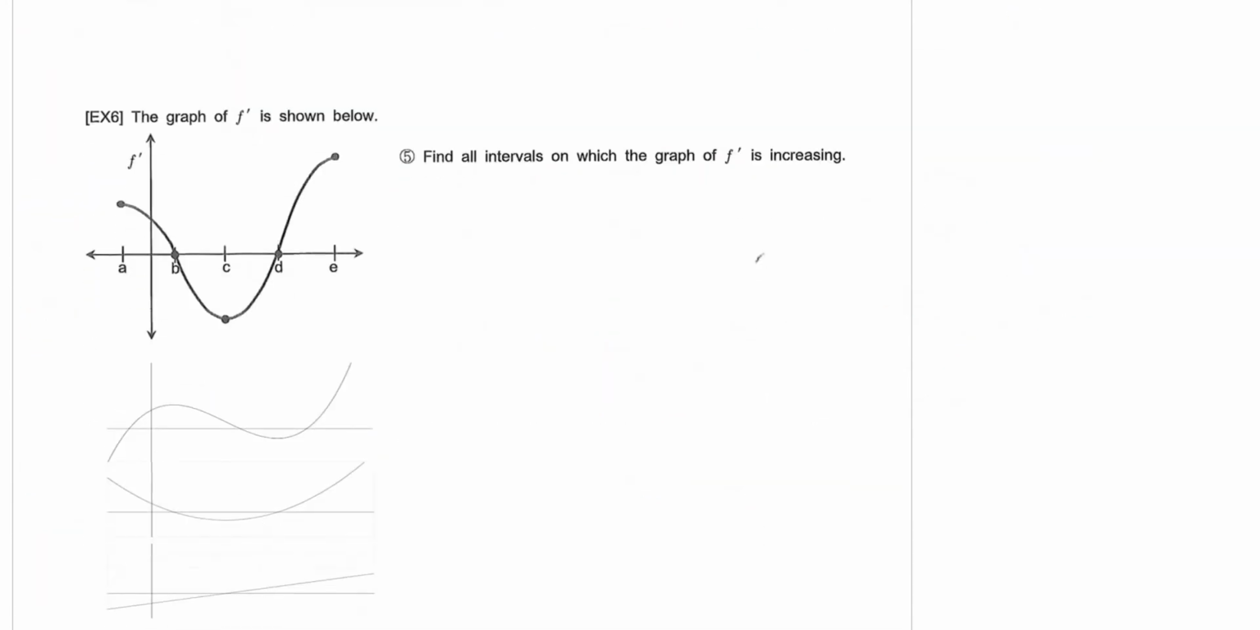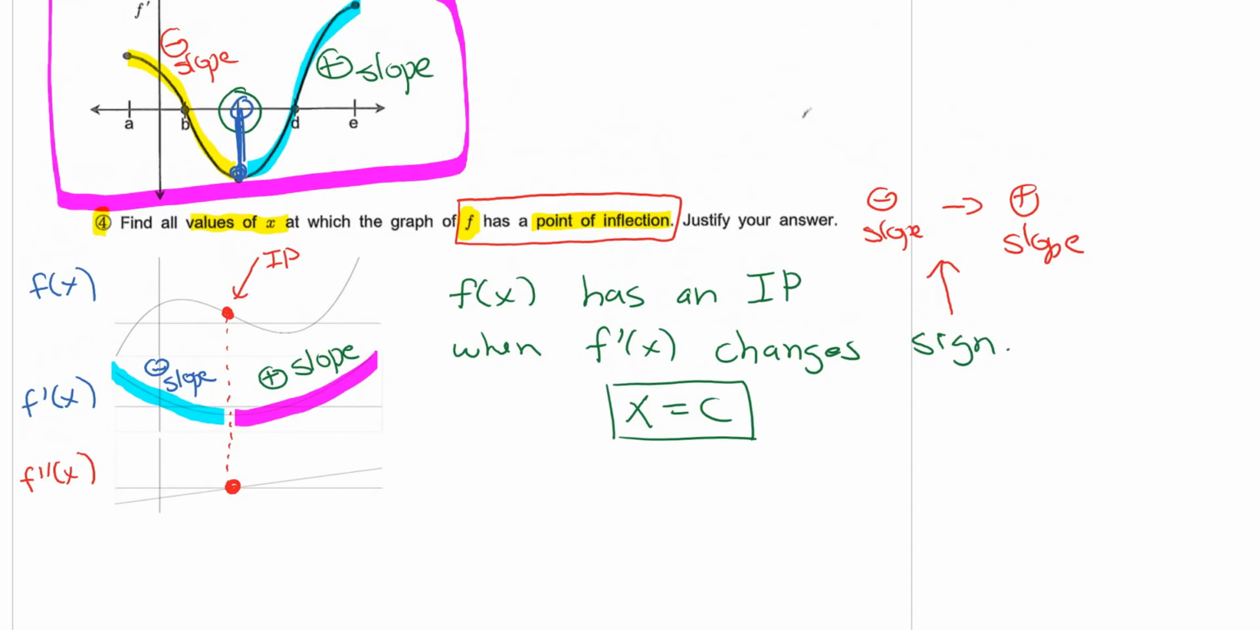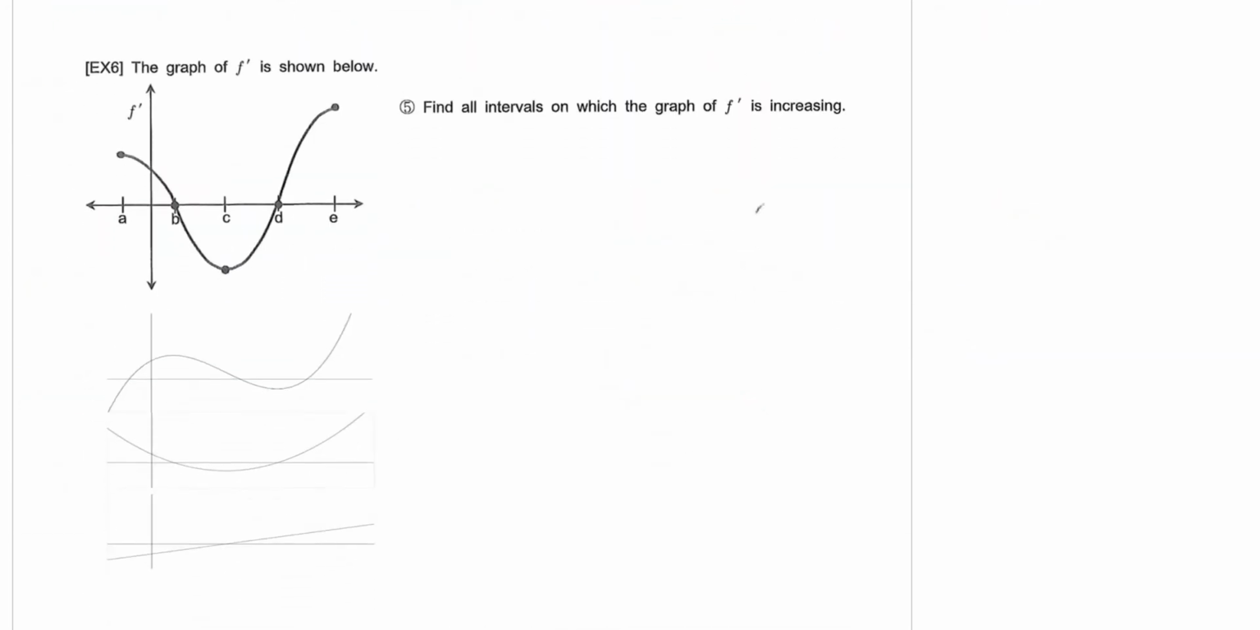Okay, let's move on to question number 5 here. For question number 5, I don't think there's any tricks here. I need to find out where the derivative graph, f prime, is increasing, and since I'm given the derivative graph to start with, I'm just looking for the region where I have a positive slope. And that's it. And the positive slope here is between C and E. That purple region, that's the positive slope. So I'm between C and E.